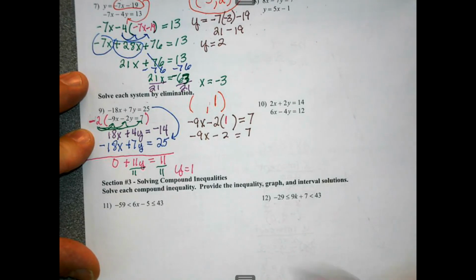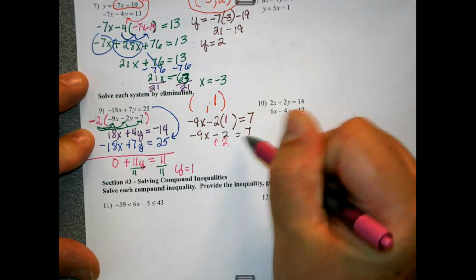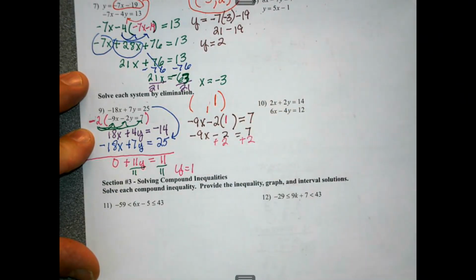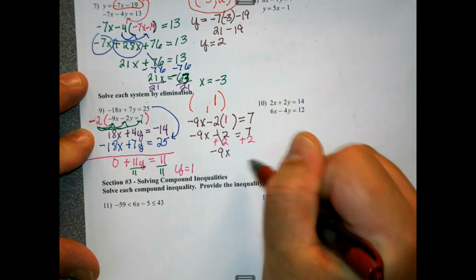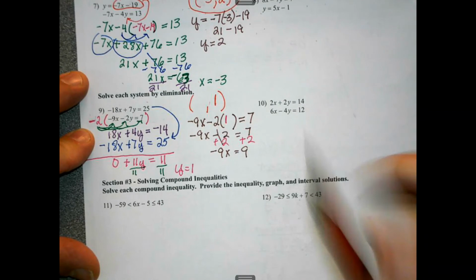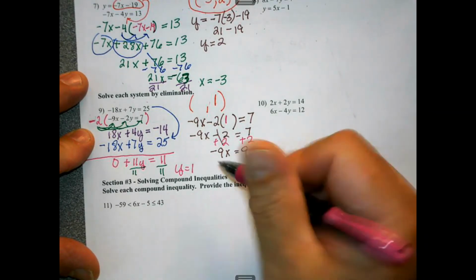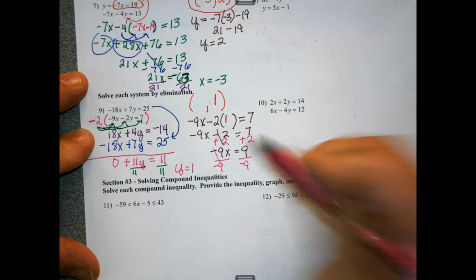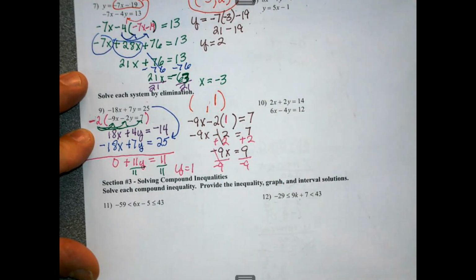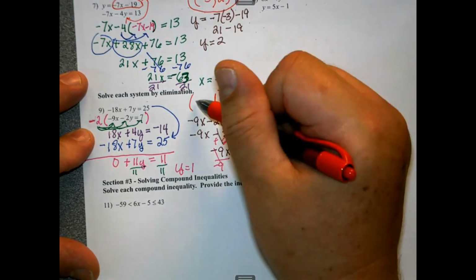Add 2 to both sides. Hey, this one's going to work out nice too. So negative 9x equals 9. Divide by negative 9. So x is going to equal negative 1.